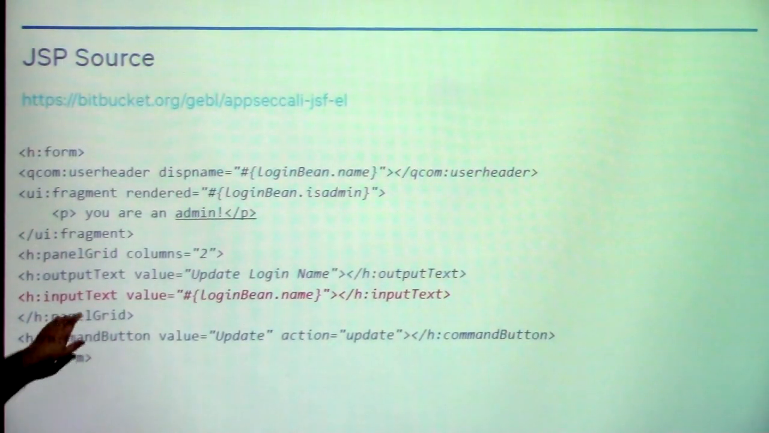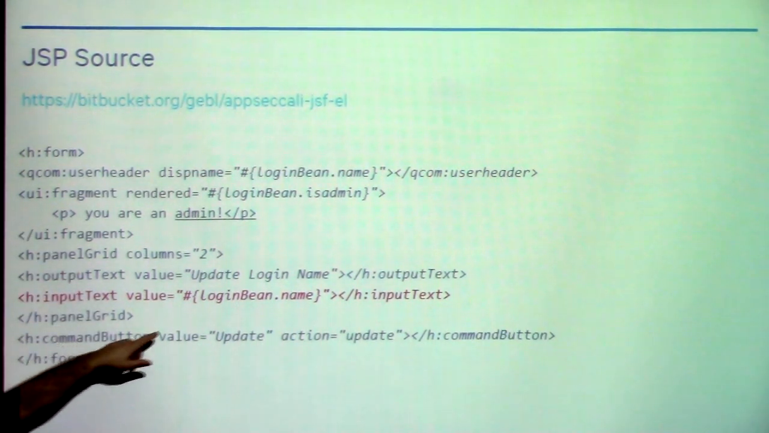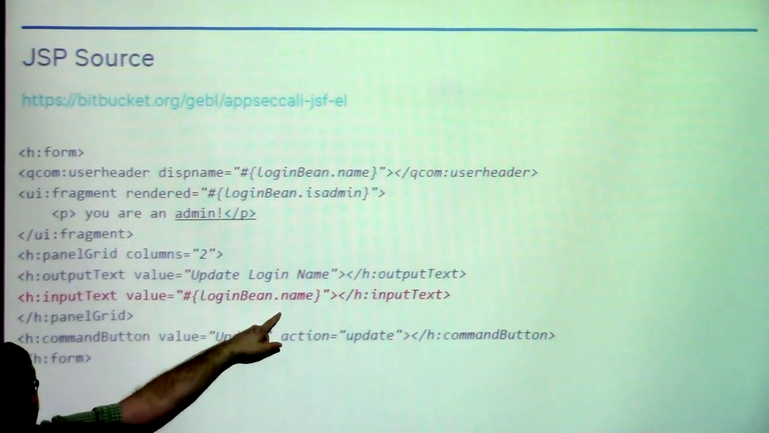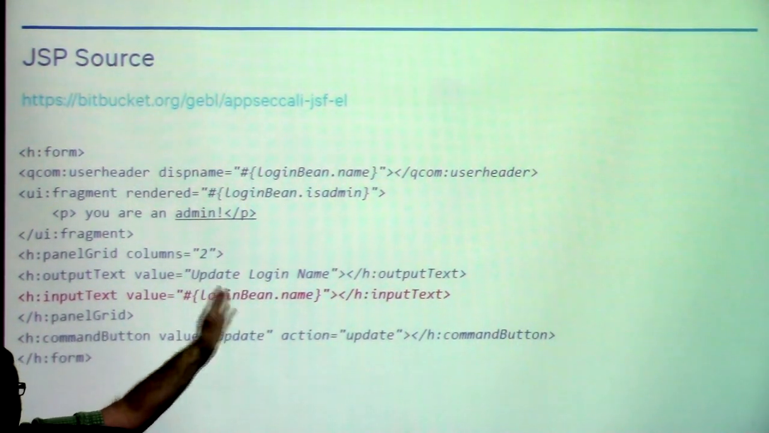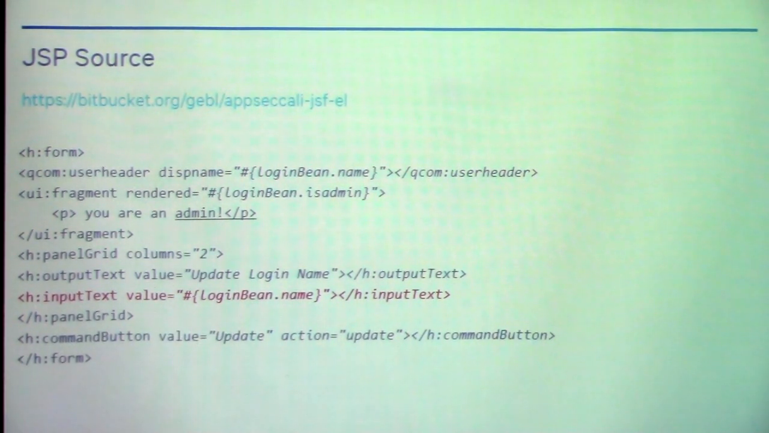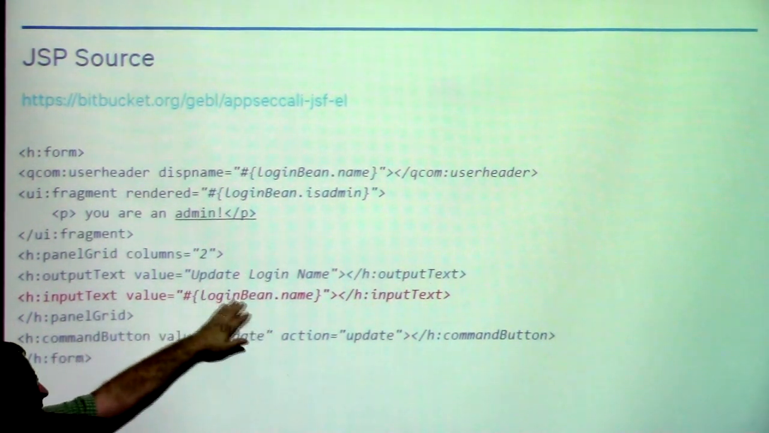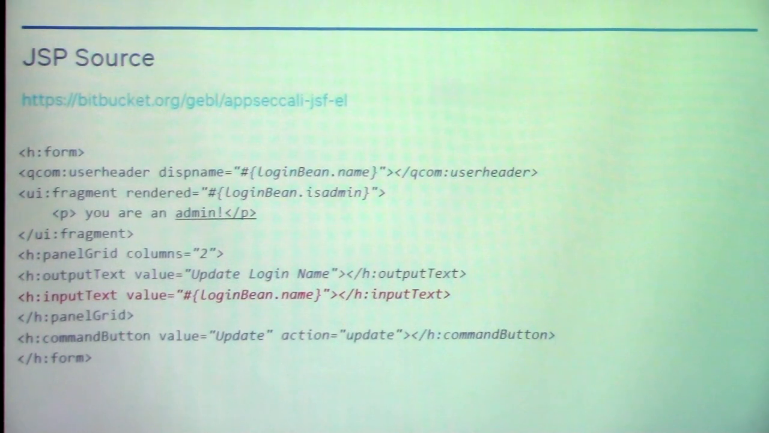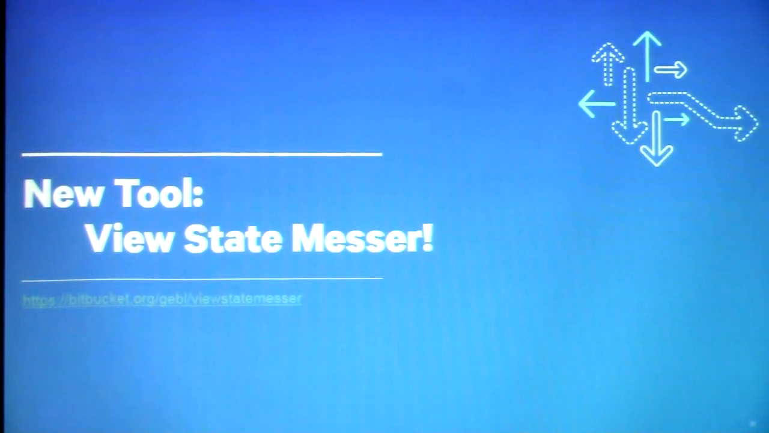So in this HTML that we have here, we have this form definition, and this form is going to be changing the login bean's name when we submit it, right? So the idea here, it's an update your profile app or something like that. And the developer has gone ahead and used this expression language bit. We have a tool that will let you look at the stuff that's in the view state in an easier to read way, and then also mess with it.